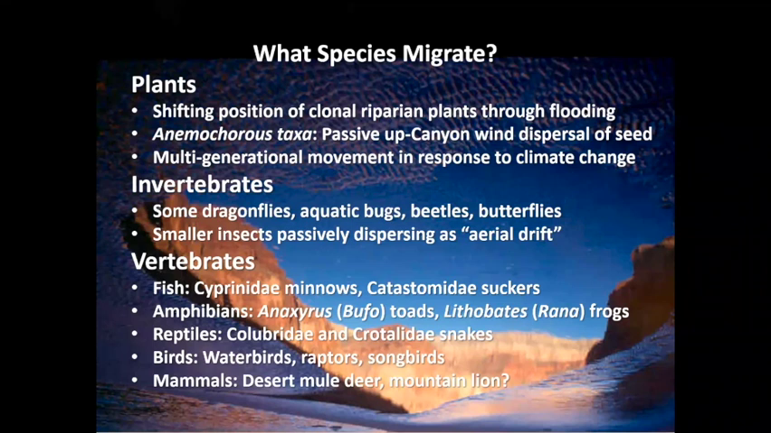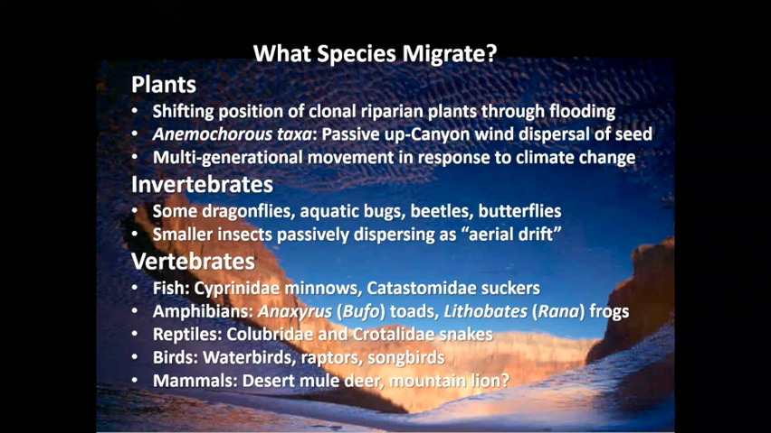There are also big multi-generational movements of plants. I'll talk about that in relation to climate change in a bit. So plants can migrate. Invertebrates, many invertebrates migrate. We don't know very much about many of their stories. Several dragonfly species in our region, aquatic true bugs, beetles, and butterflies are examples of macroinvertebrates that very commonly migrate. Think of the monarch butterfly, for example.